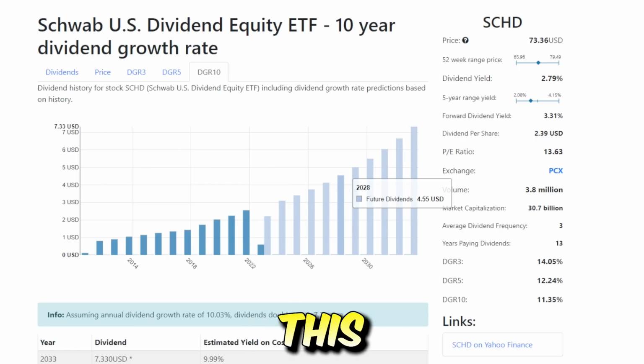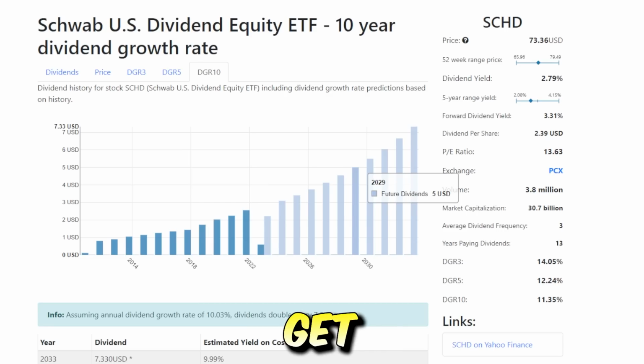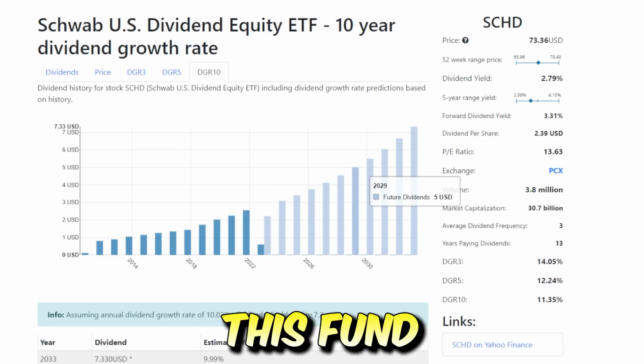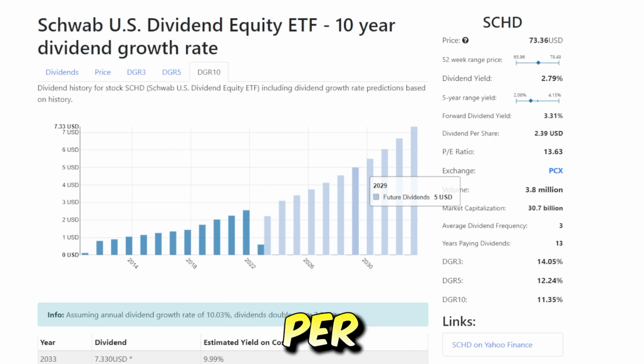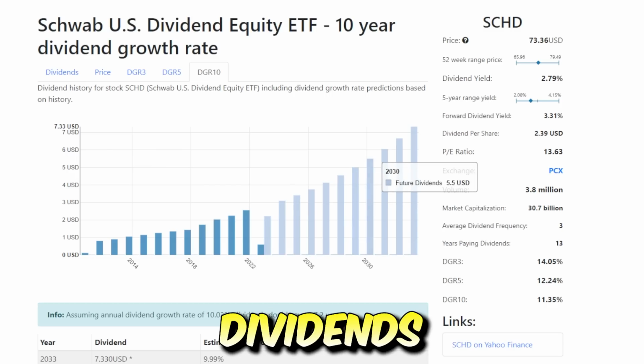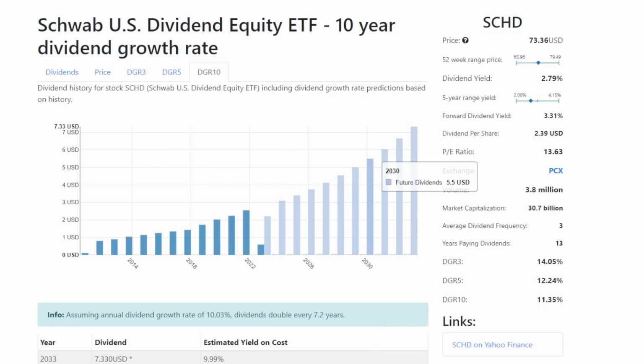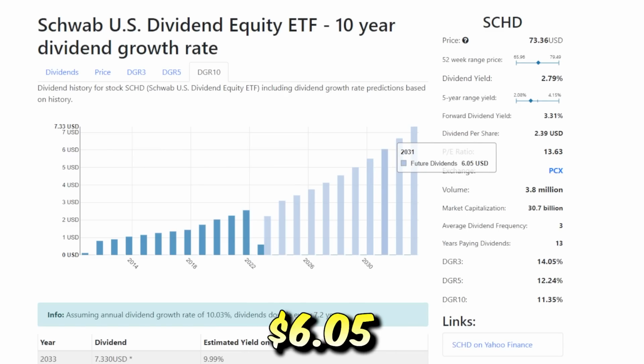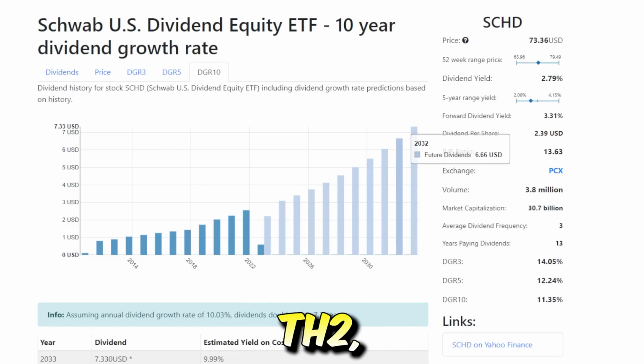And what's pretty cool about this is that the power of compounding really kicks in, which means as the numbers get bigger, they get bigger and bigger, faster and faster. By 2029, in theory, this fund could pay $5 per share per year in dividends. By 2030, SCHD could pay $5.50 per year in dividends. And by 2031, $6.05. In 2032, we could see $6.66.